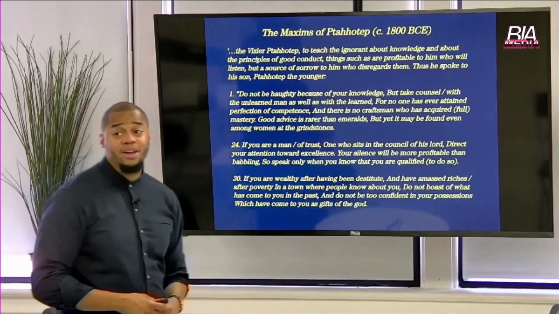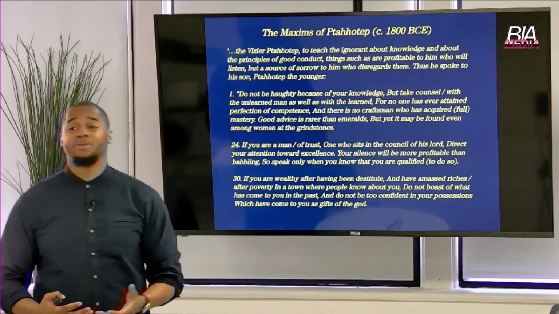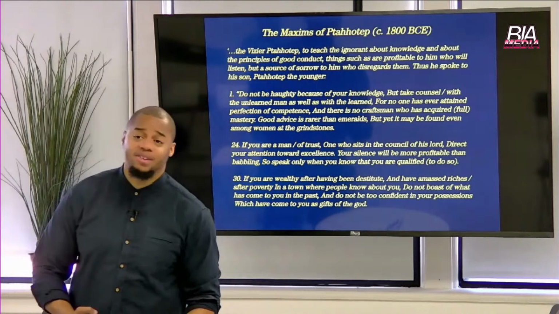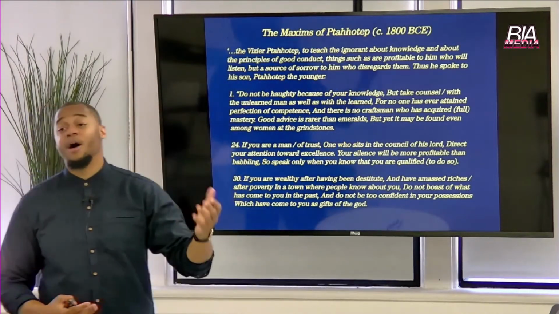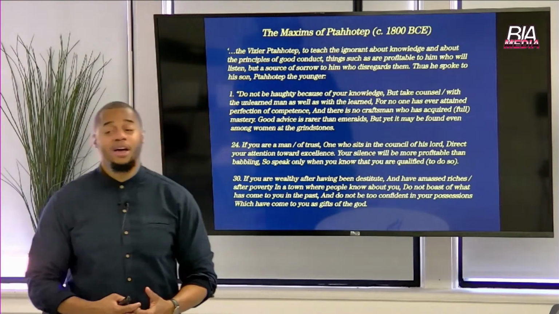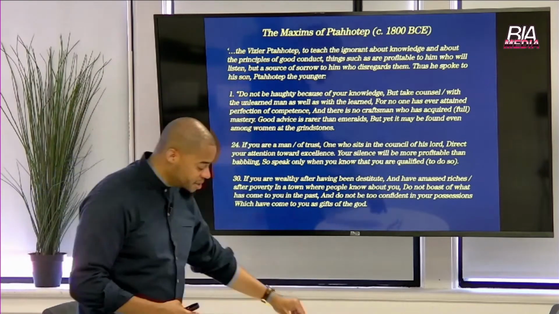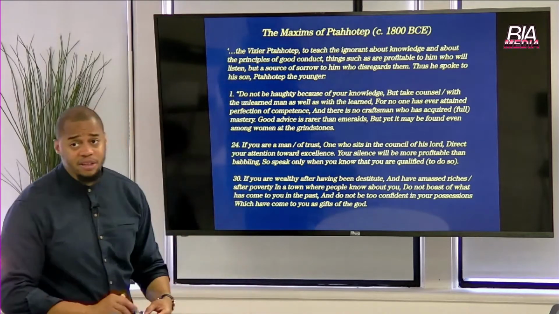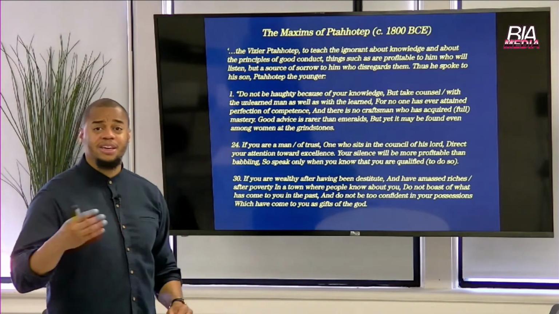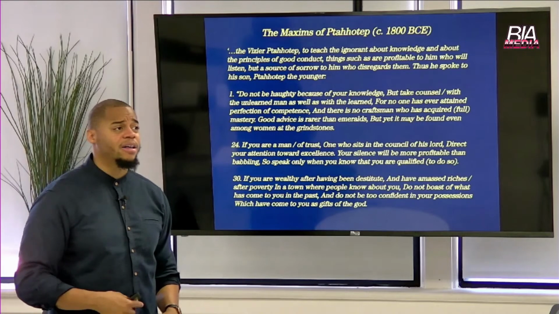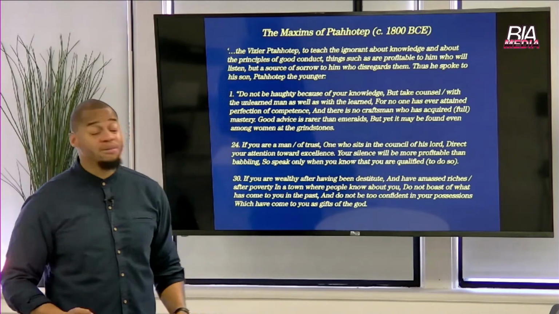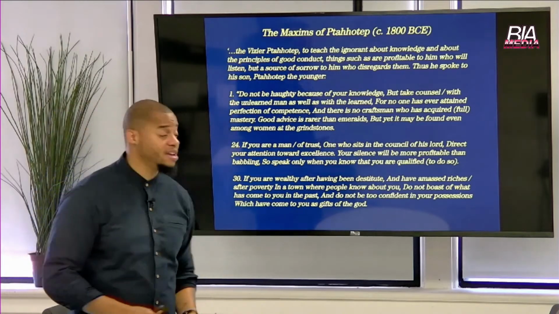Another text from around the same time period, the Maxims of Ptahhotep. It's a book of advice from father to son, from Ptahhotep the elder to Ptahhotep the younger. And among the wisdom that's given in this text, there are some things that are valid in 2023 just as much as they were in 1800 BCE.